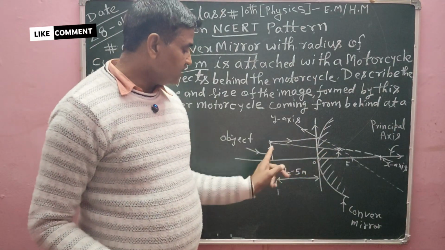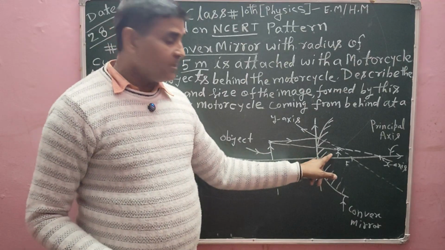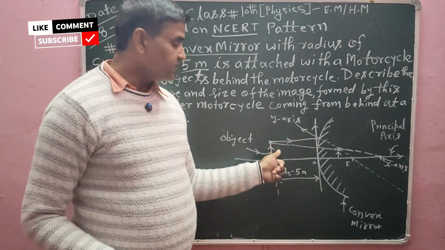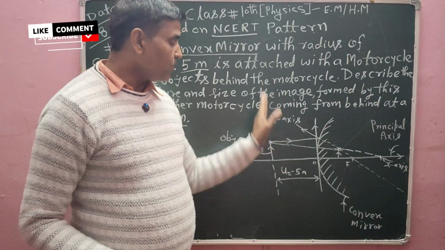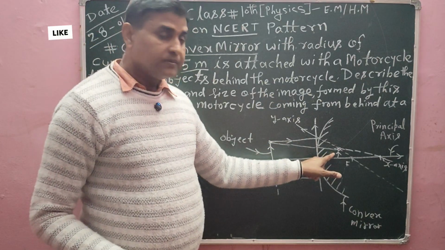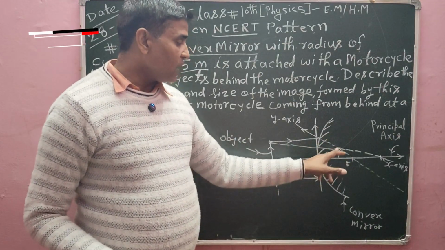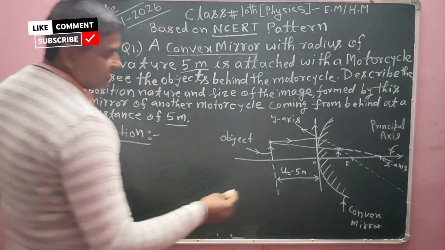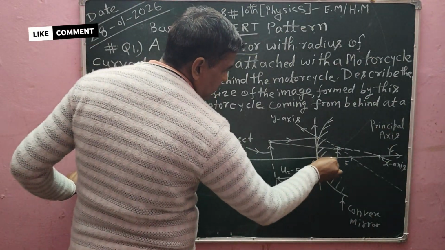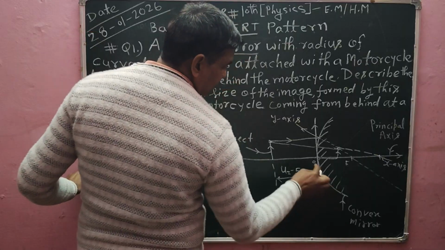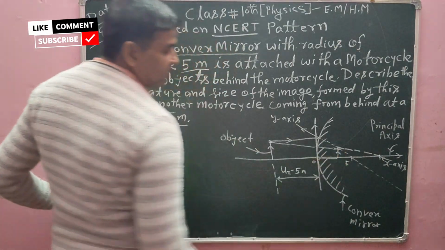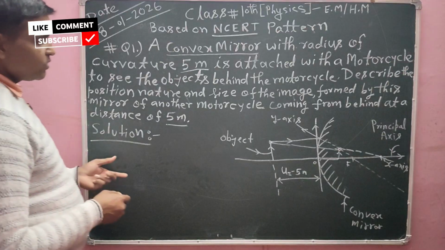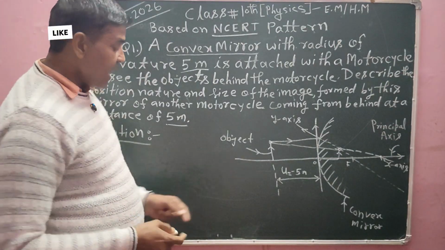Now its size is small with respect to the object, so I will say it is diminished in size. I will say it is erect because the object has its head upward and the image also has its head upward. Now I am going to solve, and after solving we will get the position of the image from the center of the convex mirror, and I will also calculate the size of the image. These two pieces of information I will calculate mathematically, and then finally I will explain in detail.